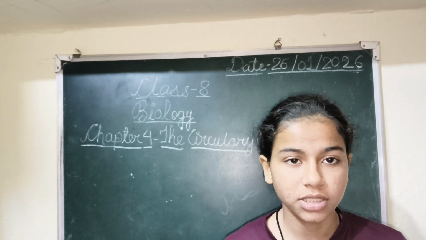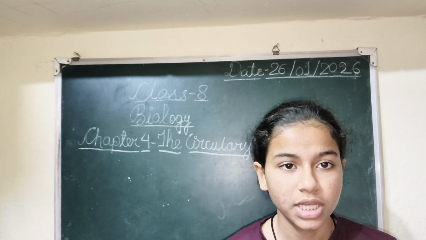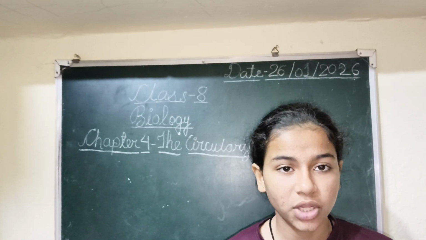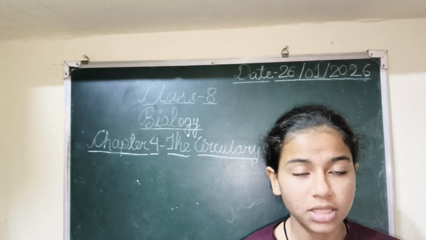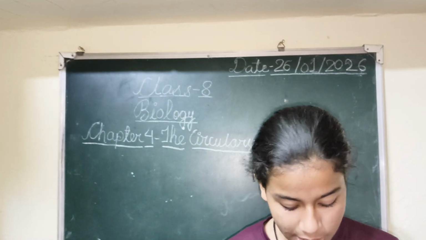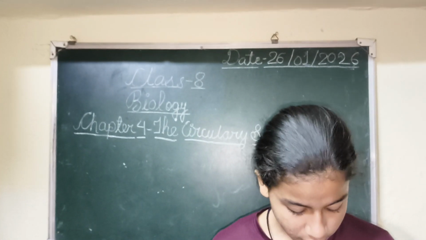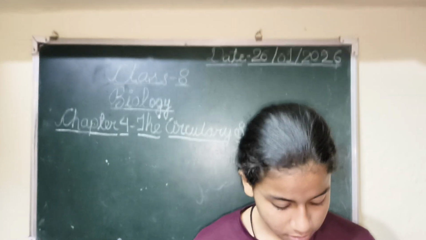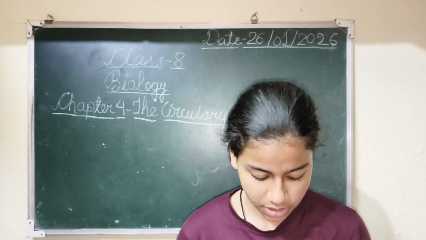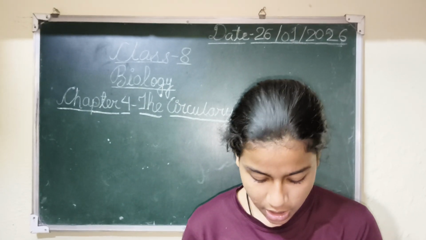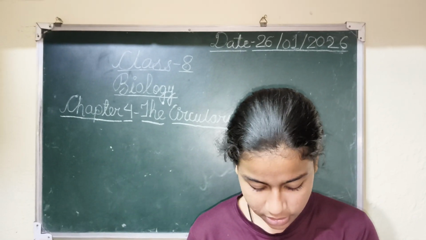Students, today I am going to discuss class 8 ICSE course, chapter number 4 of biology, that is the circulatory system. So today we are going to discuss the question answers under this chapter. D. Answer the following questions. First, what are the various components of blood and what are their functions?